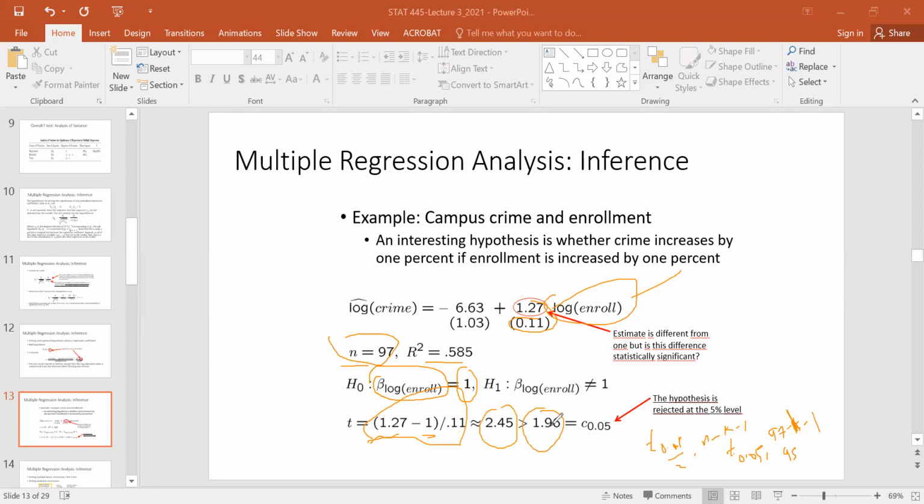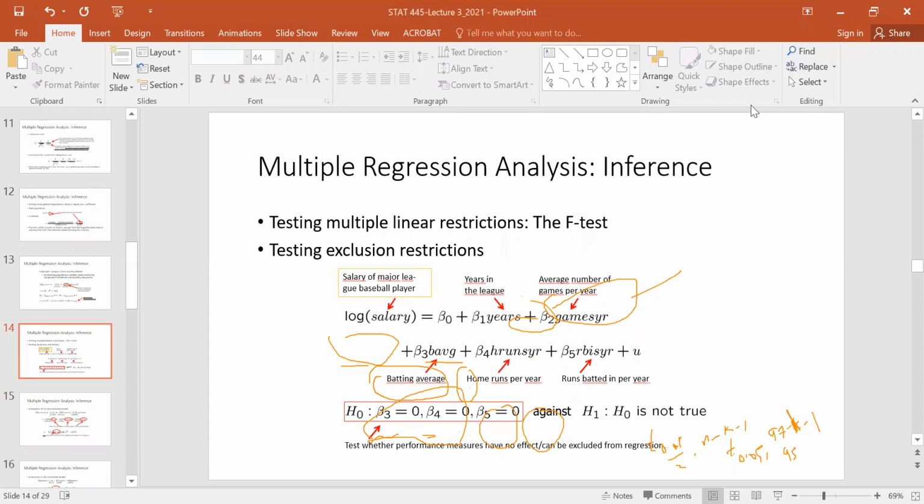I know this is a familiar number to you. We reject H naught. The hypothesis that this coefficient should be 1 is rejected. So when enrollment increases, crime actually increases by more than 1%. I hope that is clear. You should practice these things, not just watch the video and go. Take your calculator and also check them out, okay?